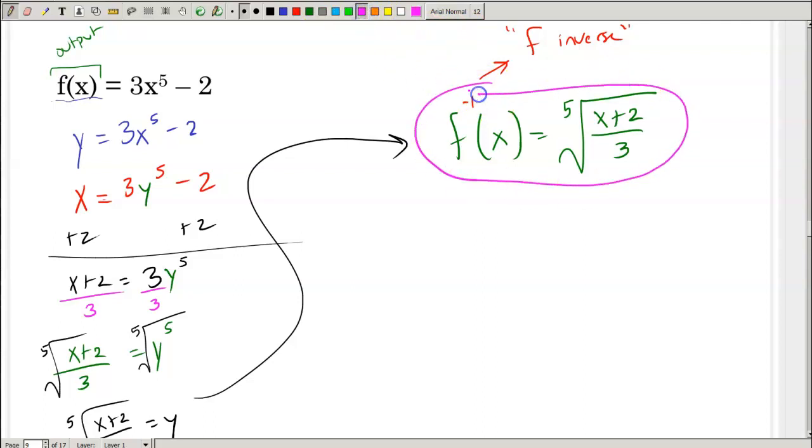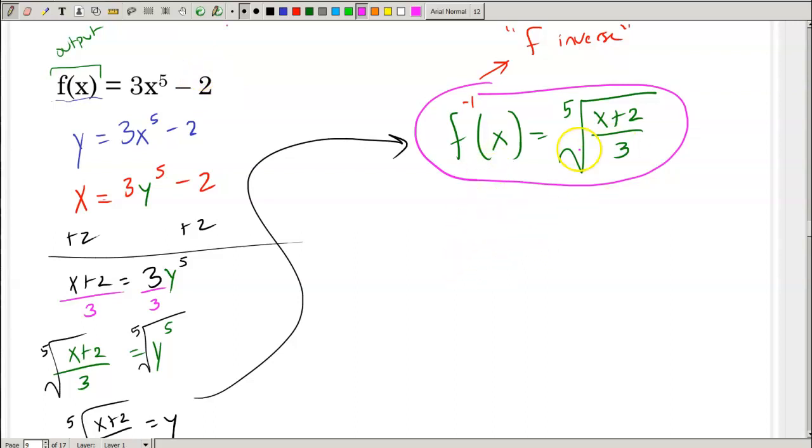So the proper textbook answer here is to say f inverse of x is the 5th root of (x plus 2) over 3. Those two functions are going to do the exact opposite. Same idea as before. If we were to test this, if I plug a number into this original function, let's just do that really quick in our heads. If I plug in 2 into x, I get 2 to the 5th, which is 32, and then times 3, which is 96, and then subtract 2, which is 94.